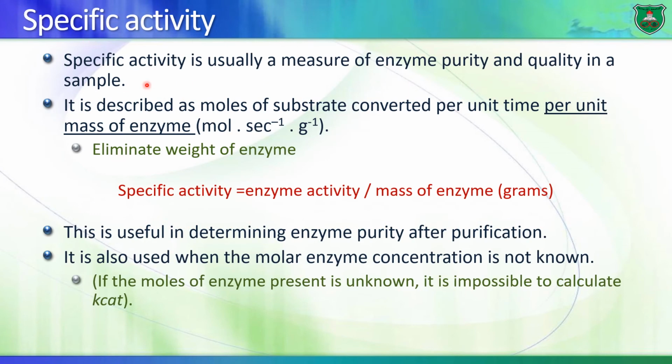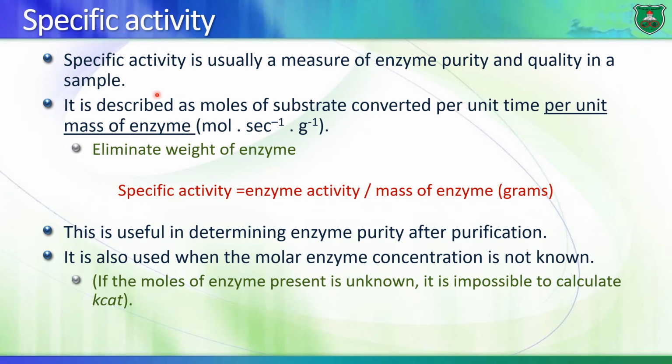And we have specific activity. Now, specific activity is used to measure enzyme purity. So let's say that you have a solution of an enzyme and maybe there are some contaminants. Now, if you measure moles of substrate converted per unit time per unit mass of enzyme, that is the weight of that solution or powder or whatever, it tells us something about the purity of that solution, because if it contains other things, they would contribute to the weight, right? And the specific activity would be lower.